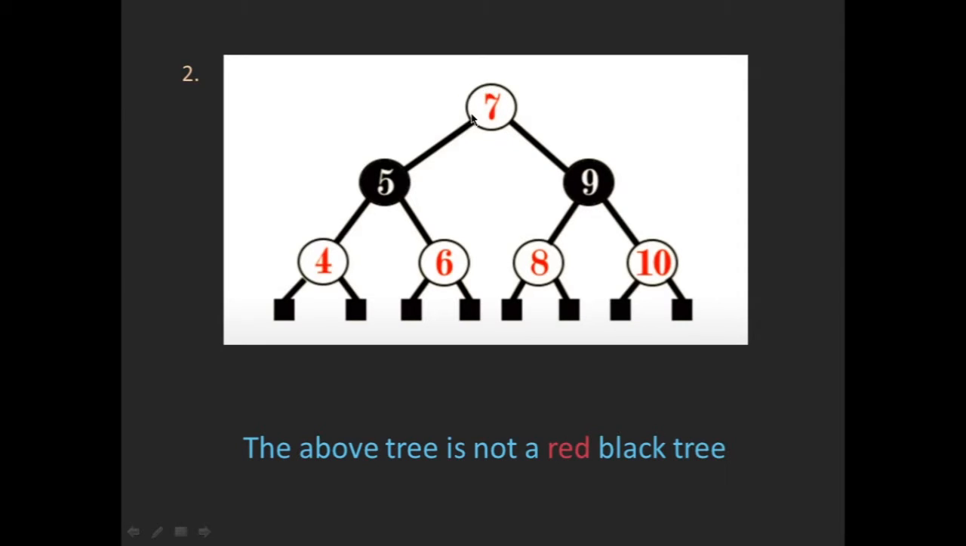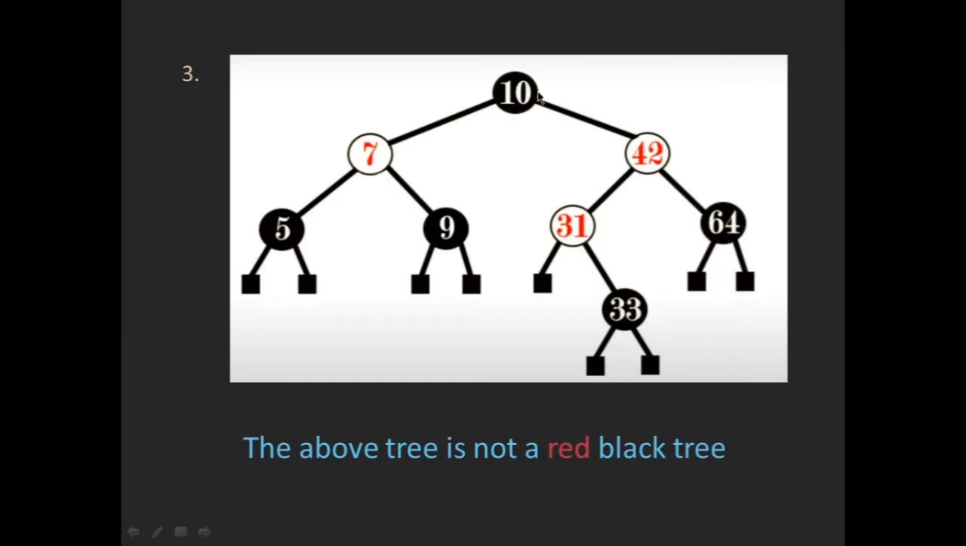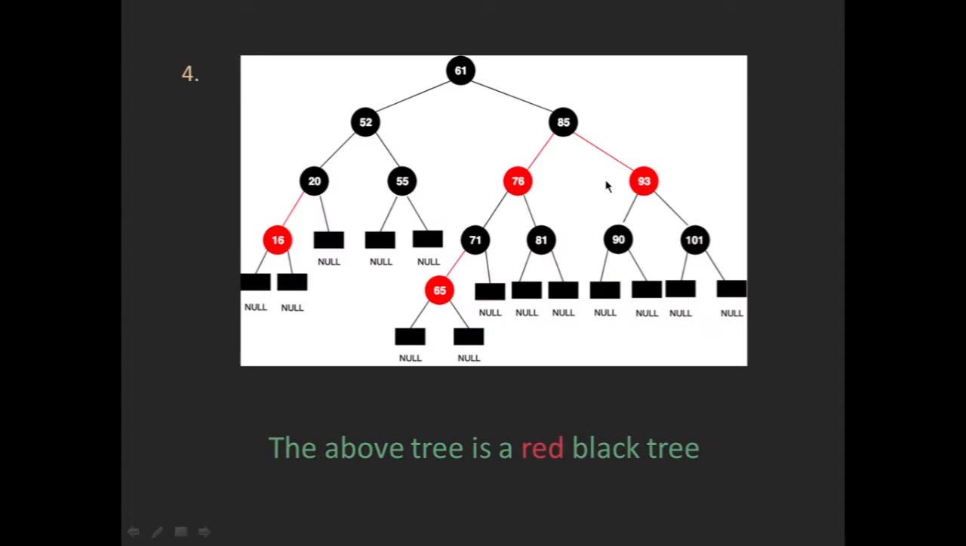In this tree, the root node is red, so that is not possible for a red-black tree. So this is not a red-black tree. In this tree, the root node is black. The external nodes have the same black depth, that is 2, but the red node over here has a red child, that is not possible. So this is not a red-black tree.